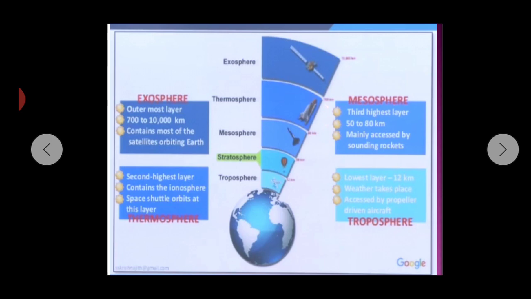So this is all about the different atmospheric layers, and two main constituents of atmosphere are pure gas and particulate matter. Pure gas consists of nitrogen, oxygen, argon, and traces of carbon dioxide, water, and ozone. Now particulate matter consists of smoke, dust, haze, soil, and rock debris.